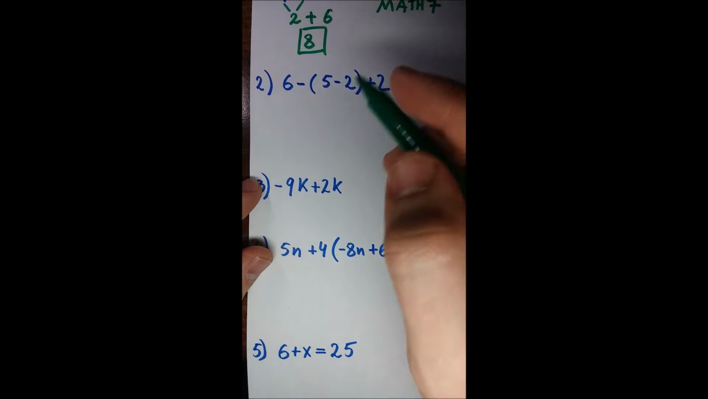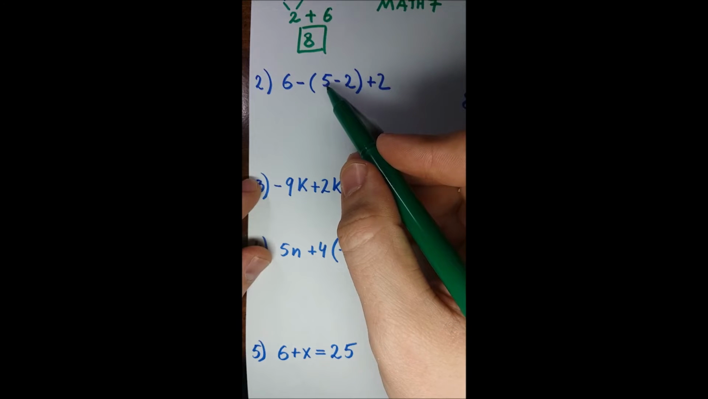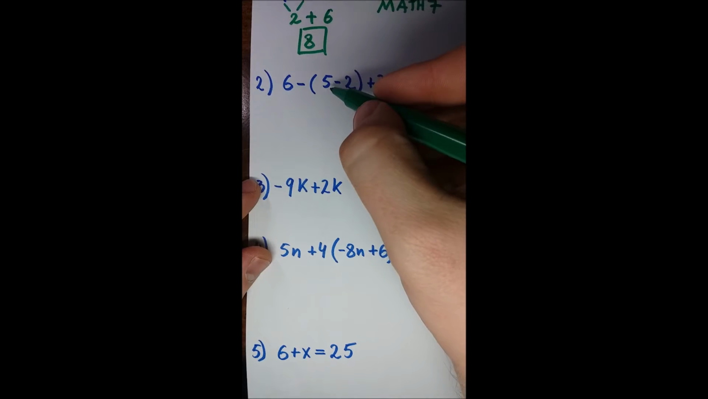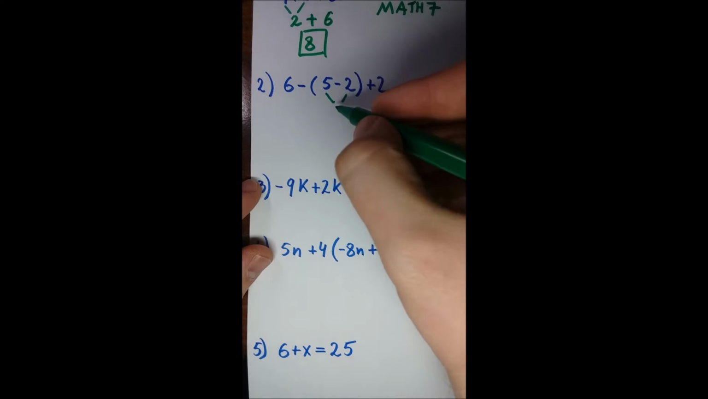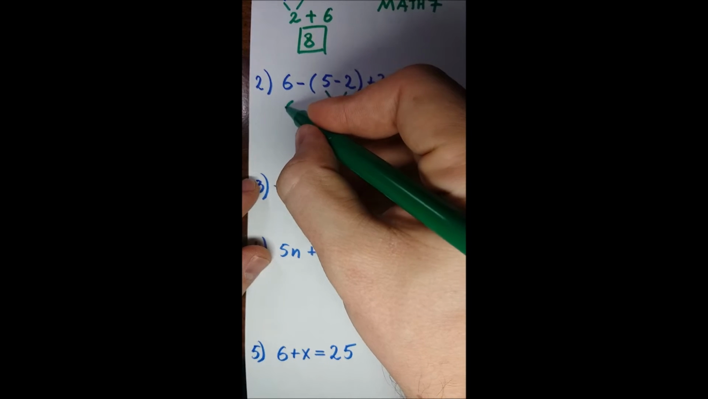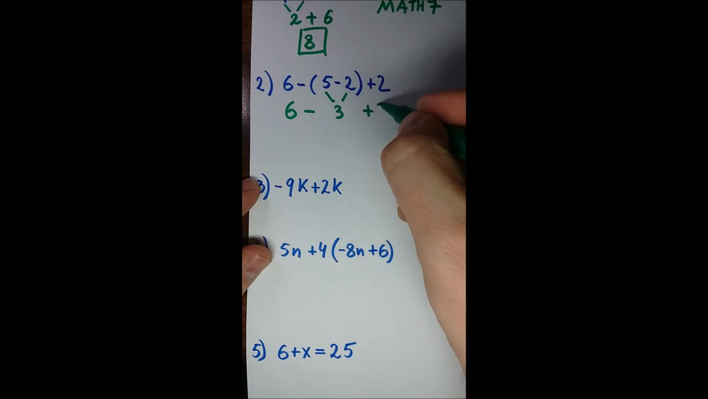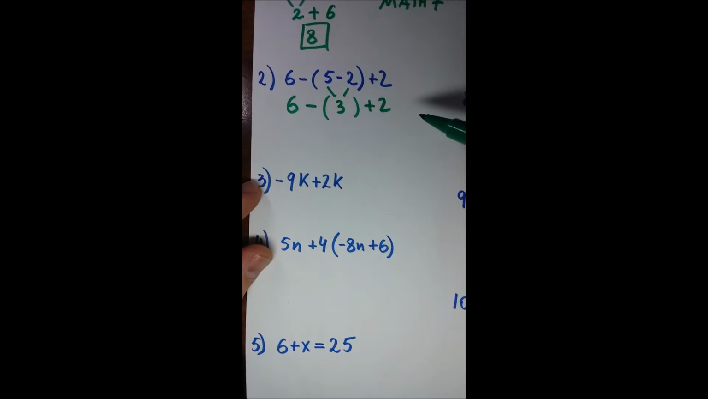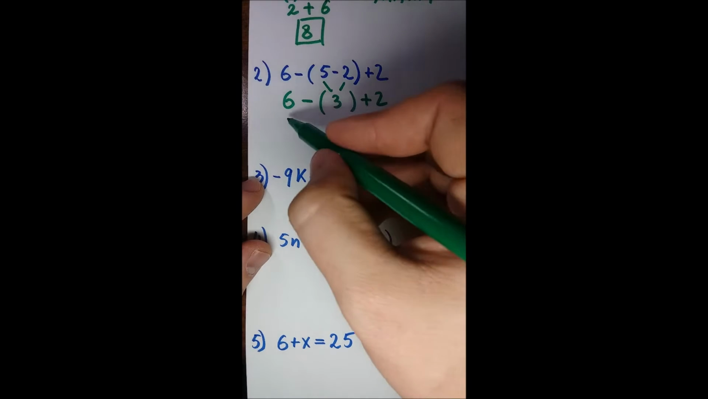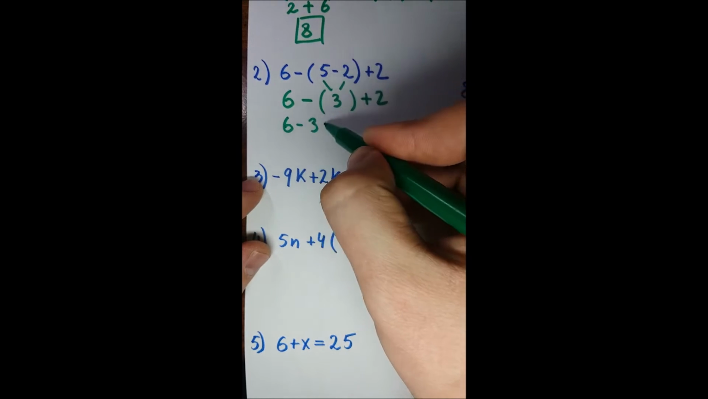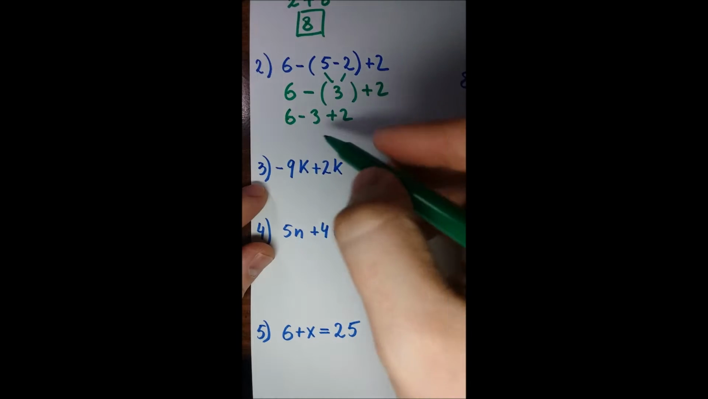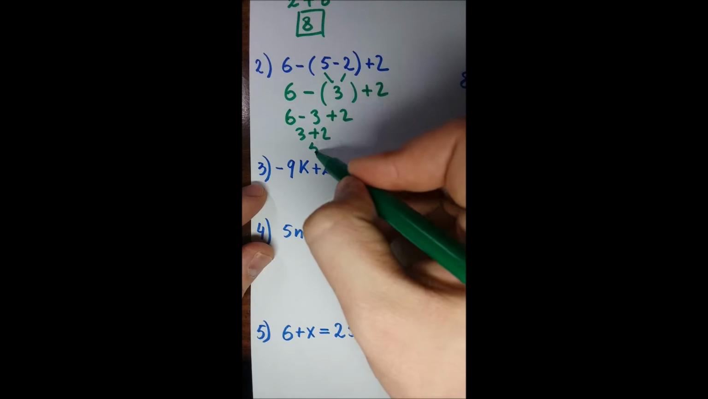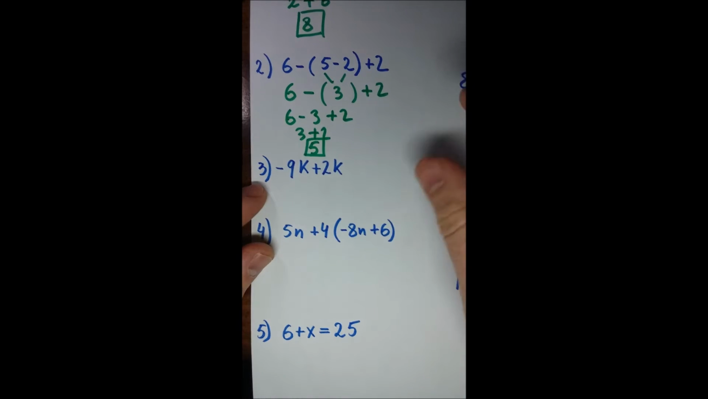Question 2. 6 minus the parentheses, 5 minus 2, plus 2. Parentheses need to be done first, so you've got 5 minus 2, which is 3. Okay, so it's going to be 6 minus 3 plus 2. You don't really have to put parentheses around 3. So you can write down 6 minus 3 plus 2. 6 minus 3 is 3, plus 2. The answer is 5.